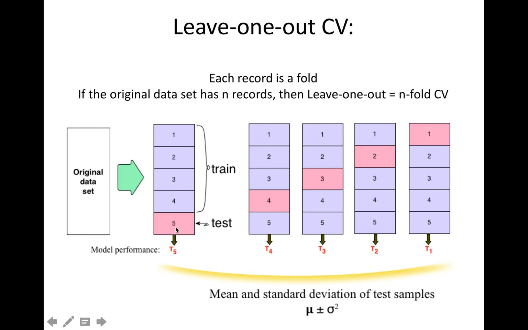So sometimes the instance itself will also be identified from the training data as its nearest neighbor. So it's not exactly the same, but it's similar, because the training data set is actually the whole data set.